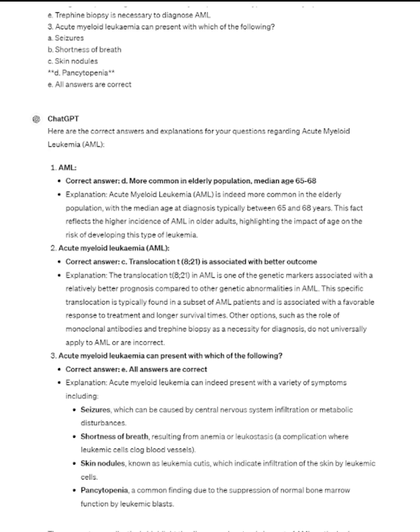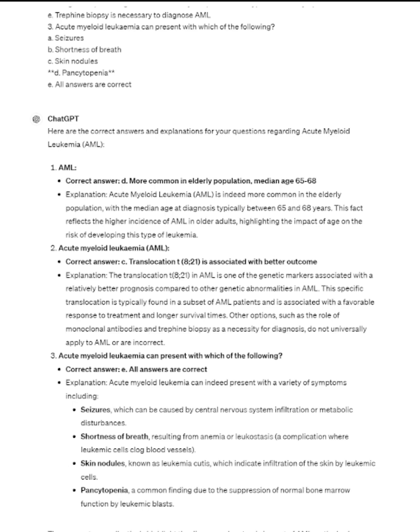The translocation t(8;21) in AML is one of the genetic markers associated with a relatively better prognosis compared to other genetic abnormalities in AML. This specific translocation is typically found in a subset of AML patients and is associated with a favorable response to treatment and longer survival times. Other options, such as the role of monoclonal antibodies and trephine biopsy as a necessity for diagnosis, do not universally apply to AML or are incorrect.